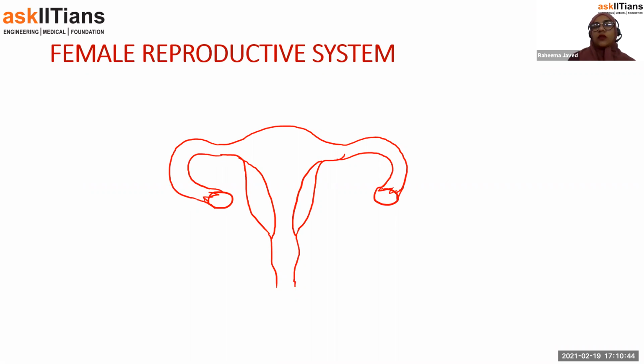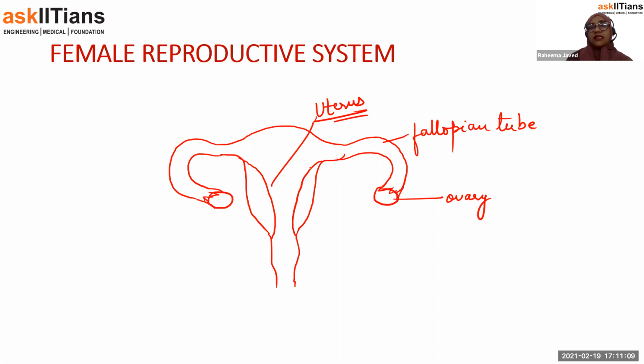So guys, also focus on the diagram part of this chapter. Now we will label the parts. Okay, this is the ovary, this is the fallopian tube. It doesn't have to be accurate, but the parts that you're labeling have to be correct. Obviously, this is the cervix and this is the vagina.